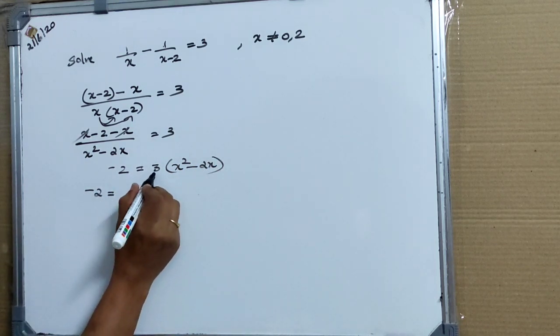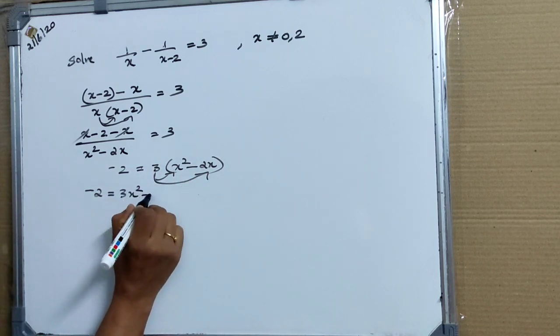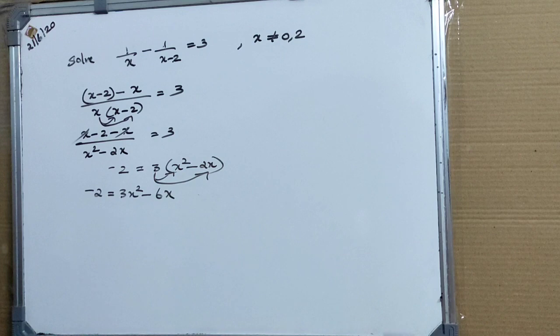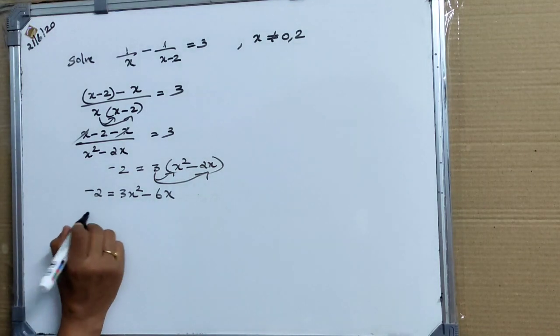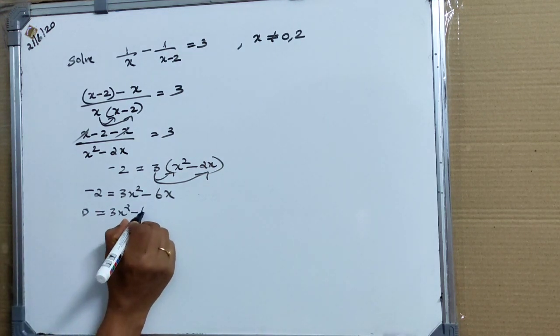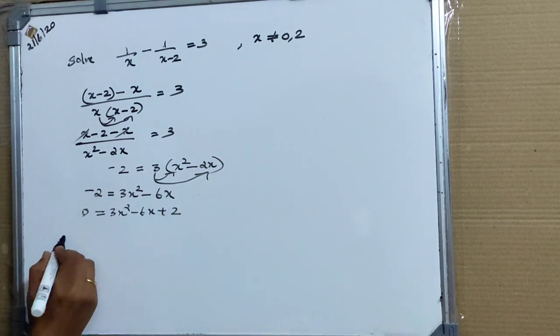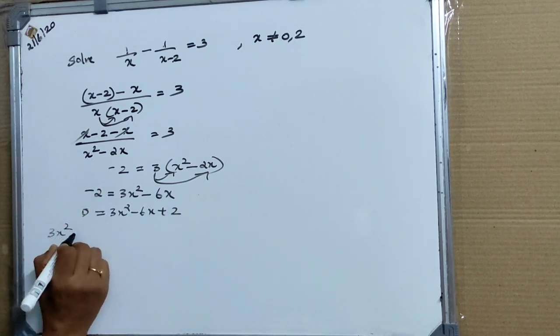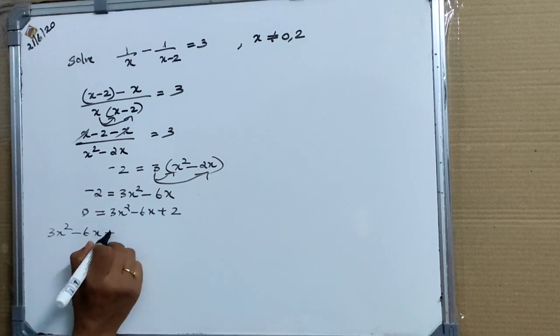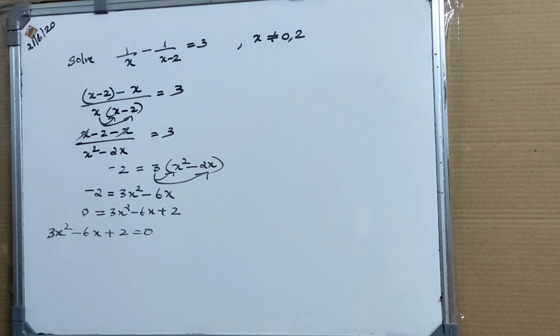Minus 2 equal to 3 into x square, 3 into this, 3x square minus 6x. Now it is better to take minus 2 to the other side. Or 0 is equal to 3x square minus 6x plus 2. Minus 2 becomes positive 2. Now we can rewrite it as 3x square minus 6x plus 2 equal to 0. Now it is in the standard form, ax square plus bx plus c equal to 0.